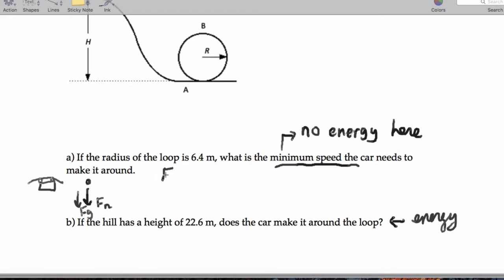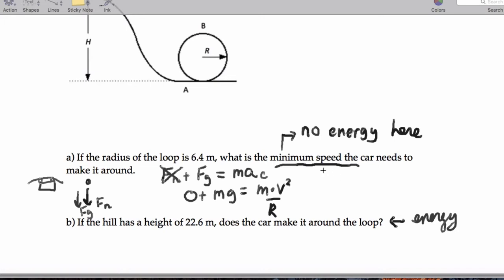So I'm going to set up the equation as Fn plus Fg acting together. And let's be clear, we are moving in a circle. That means we're changing direction. The forces do not balance. So we have an acceleration, and just to be clear, this is a circular acceleration. Now we're at the minimum speed, and that tells us that the normal force is zero. So 0 plus mg is going to equal m times v squared divided by the radius.